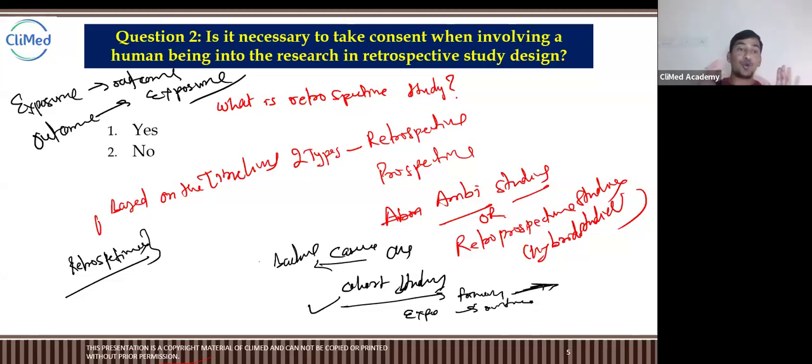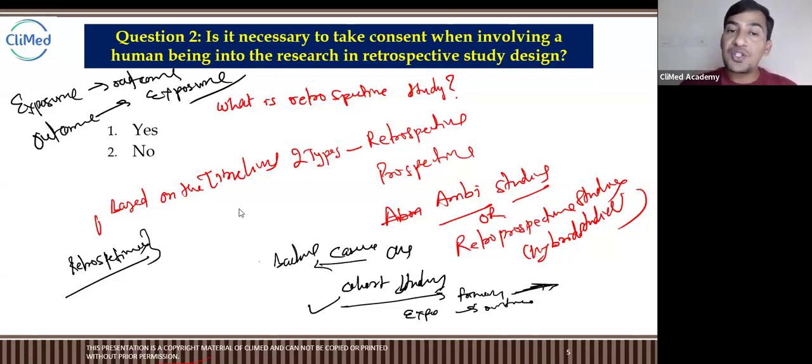So in the retrospective, it is not at all necessary to take the consent form. In the retrospective study type or data collection type, only the ethics approval is important and required. Whoever is saying that consent is necessary for the retrospective, not at all. For the retrospective data collection, there is no need of consent form.